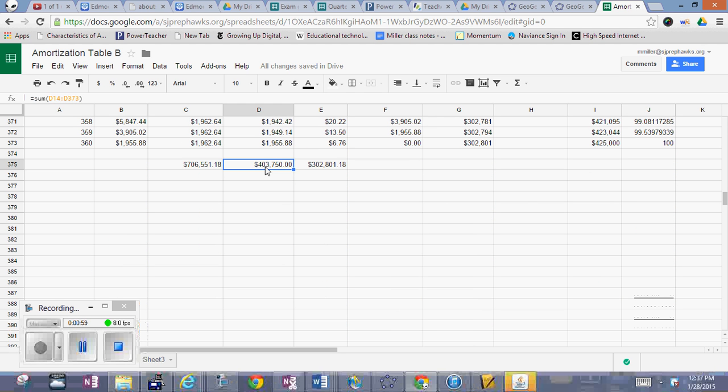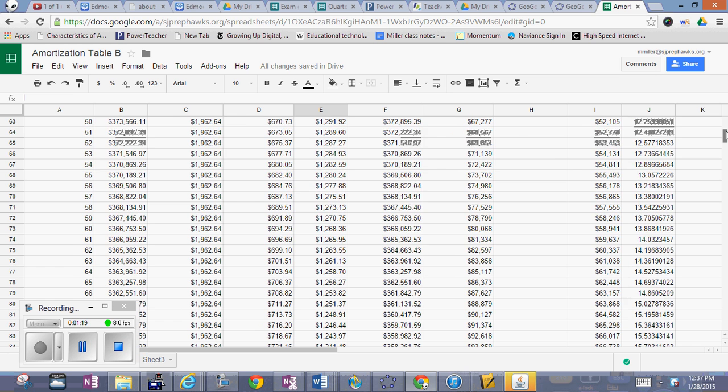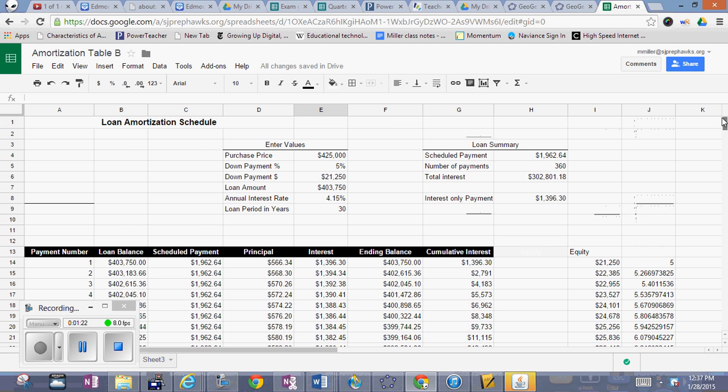Here's our total interest payment over the life of the loan. Here's our total payment. Okay, and that should rhyme with everything that we had over here. So here was the $302,000 in interest, and there was the $403,000 that we borrowed.